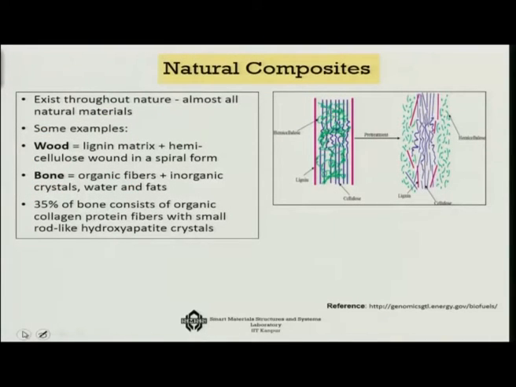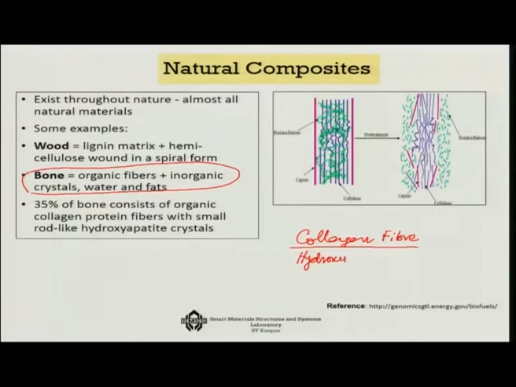So what are the examples of natural composites around us? There are at least two very good examples. One you carry within yourself, that is the bone. Okay, so the bone has the organic fibers and the inorganic crystals, waters and fats. In fact, if you look at a bone structure, you will find that you have the collagen fiber. Collagen fiber is very important because once again the structure of the collagen fiber was actually discovered in India, by Professor Ramachandran. So collagen fiber, and the matrix is hydroxyapatite. These together have formed the bone structure. Okay. So, that is a composite that you carry with you.